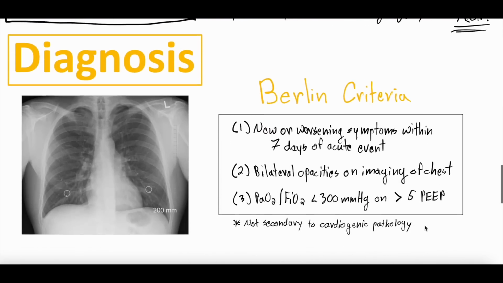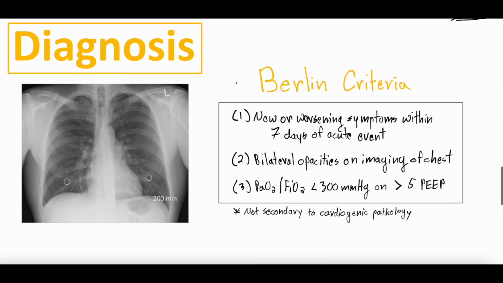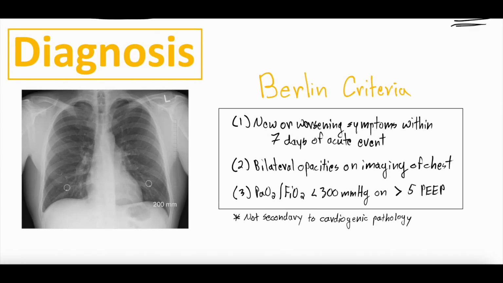All right, how do we diagnose? We talked about what causes it, but how do we diagnose it? Well, for this, we often fall to a criteria known as the Berlin criteria. And what the Berlin criteria are a set of criteria that, if you have them, may imply a diagnosis of ARDS, but it's imperfect, right?